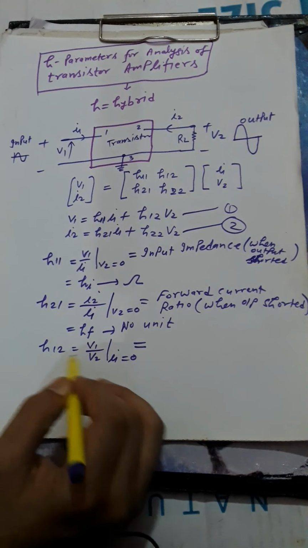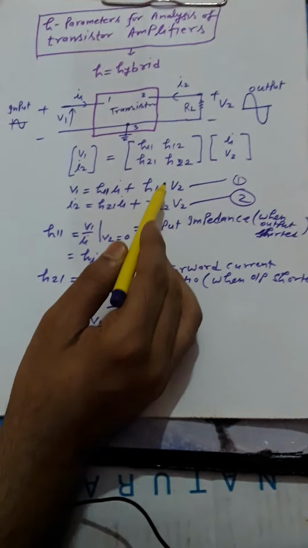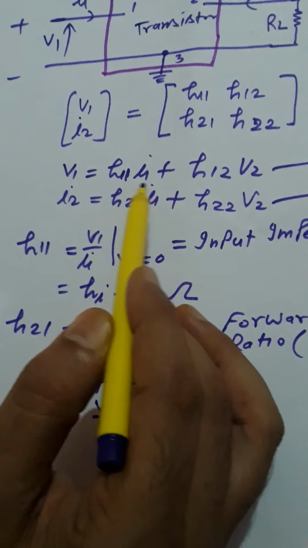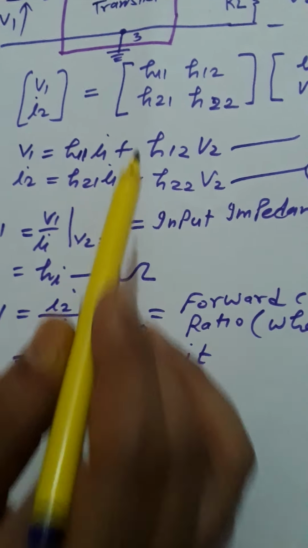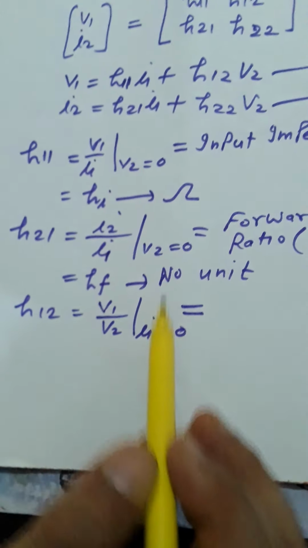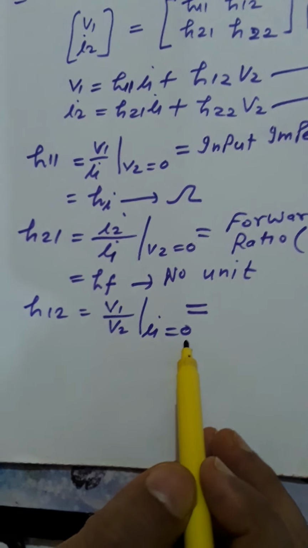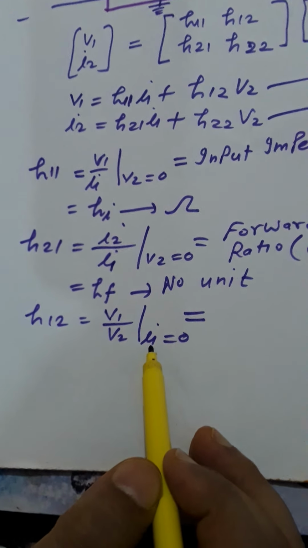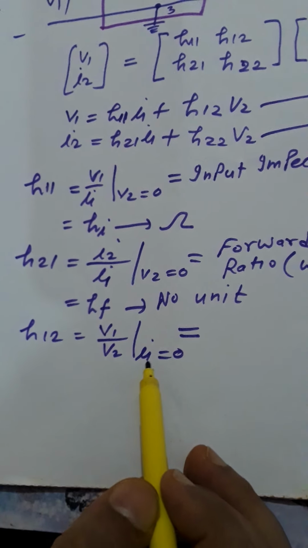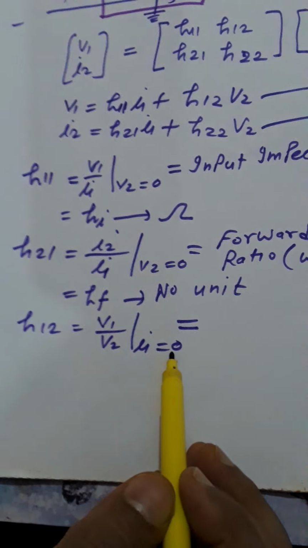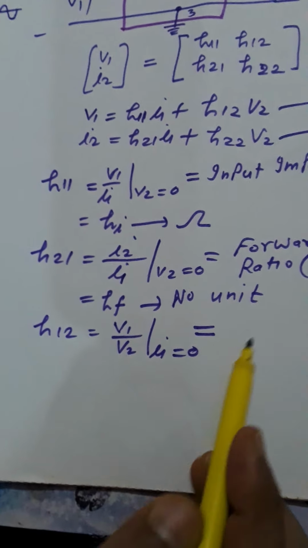How to calculate h12? If you want to calculate h12, then make this term 0, which is possible when you make this current I1 0. That means h12 is equal to v1 by v2 under the condition when I1 is equal to 0, right? I1 stands for the input quantity, so I1 is 0 means you have to make the input open.